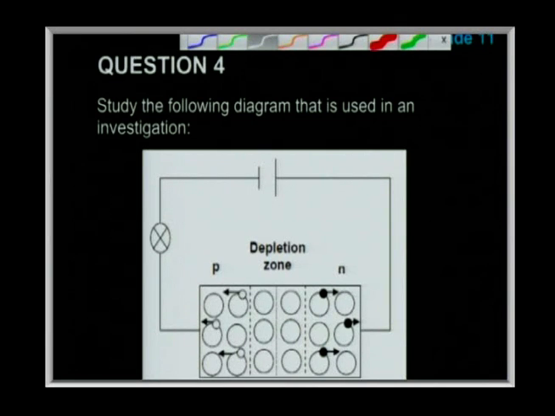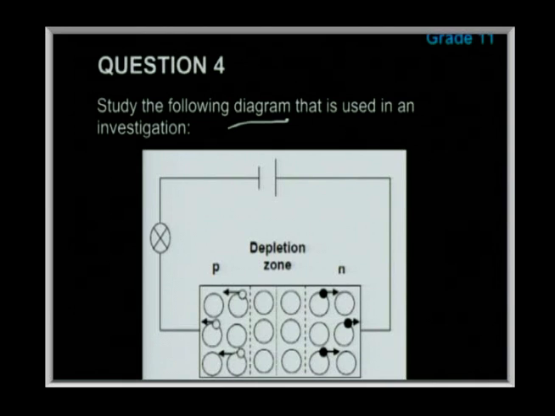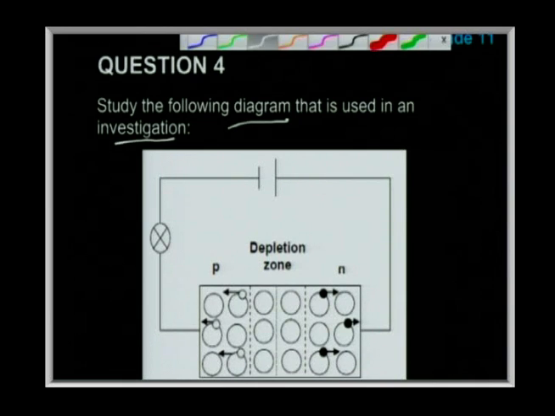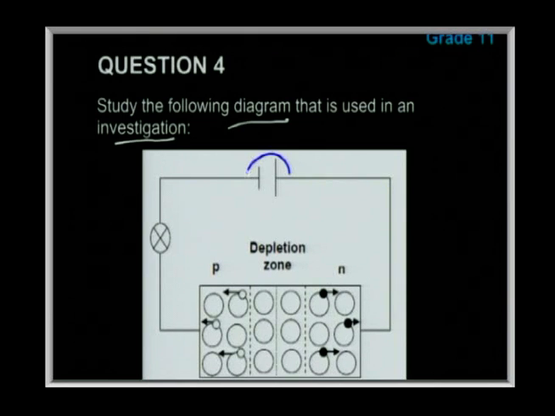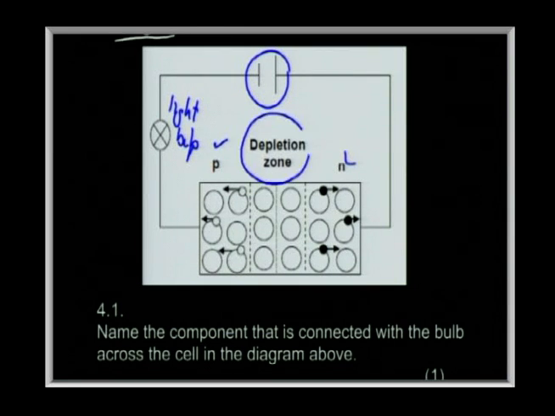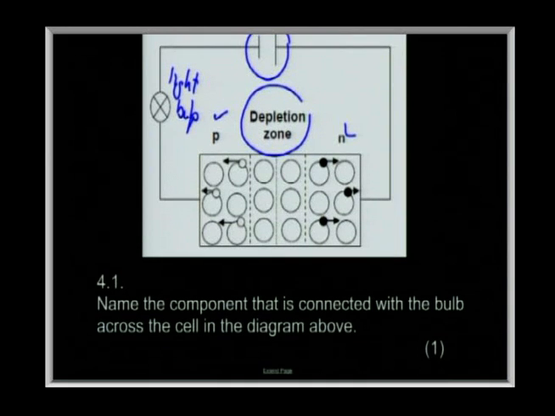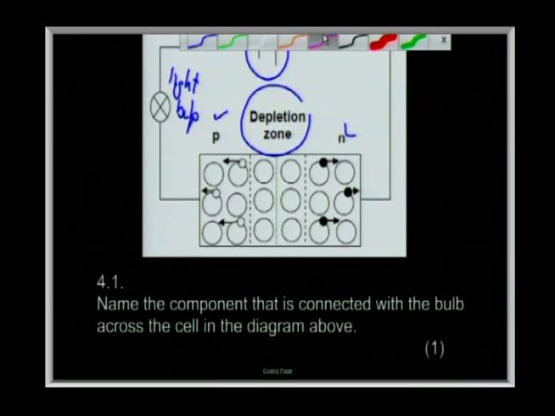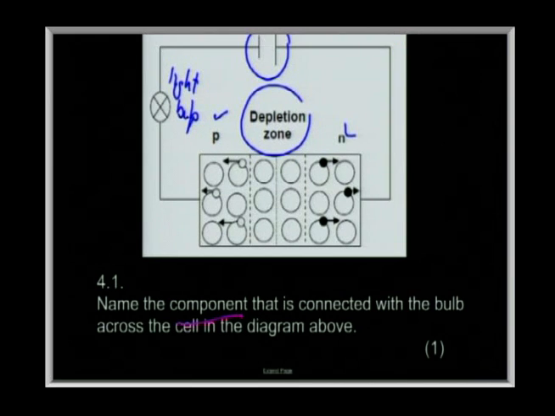Question 4 says, study the following diagram that is used in an investigation. Now let's have a look at the detail of the diagram. We've got a cell here. There's a light bulb. And here we've got a strange diagram that's got a label P, N, and depletion zone. Okay? It asks us to name the component that is connected with the bulb across the cell in the diagram above.